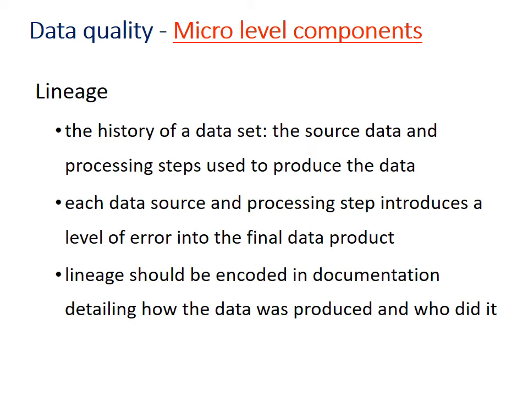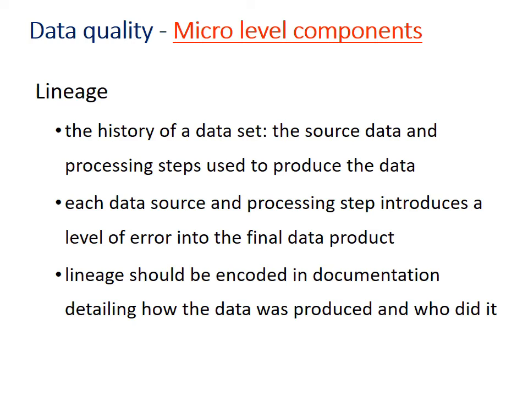The lineage is the next micro level component, which is going to give us the history of the data set: from where the source has been collected, and what all the processing steps are that were used to produce this data. Each data source and processing step has introduced a level of error, and all those errors have to be identified because that is going to affect your final data product. Lineage should be encoded in documentation detailing how the data was produced and who did all these things.